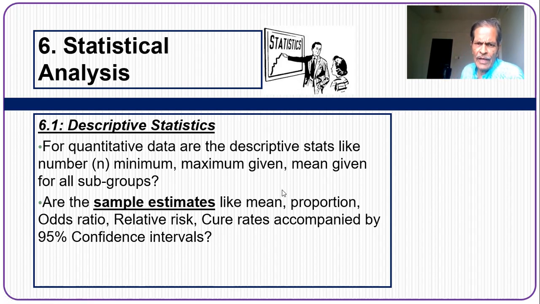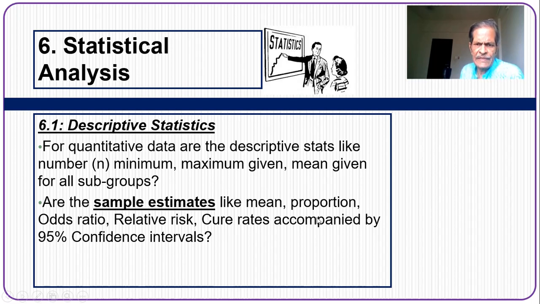Few people have the habit of giving only the mean and the standard deviation. They do not give the minimum and the maximum values, so we do not know the range of the observations. They do not give the number of observations on which the mean and standard deviation are based. So it's a good practice to mention the number, the minimum value, the maximum value, the mean and the standard deviation for all quantitative variables.